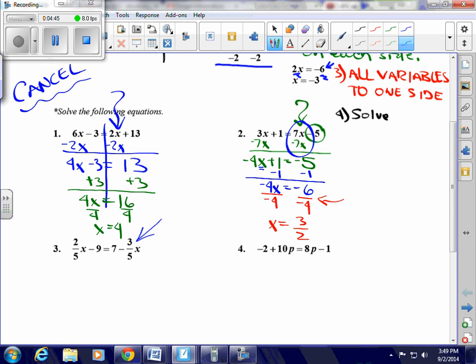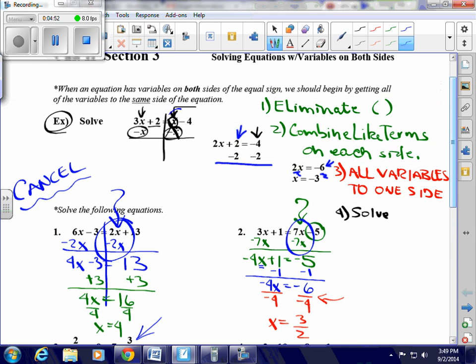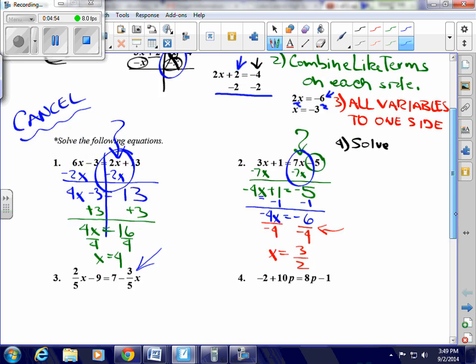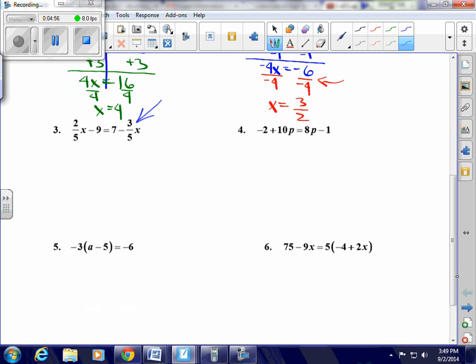If it was a 7x, I went minus 7x. If it's 2x, I went minus 2x. If it's x, I went minus x. If it's minus 3/5 x, all I want you to do is plus 3/5 x. Don't worry about the fraction. It'll work itself out. Plus 3/5 x on both sides. Think cancel. Negative 3/5 x and positive 3/5 x will cancel each other out.